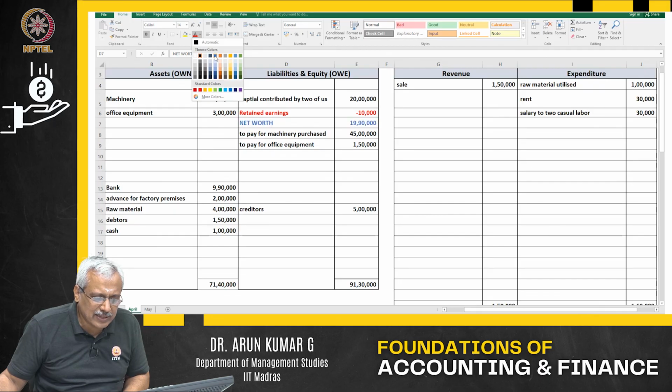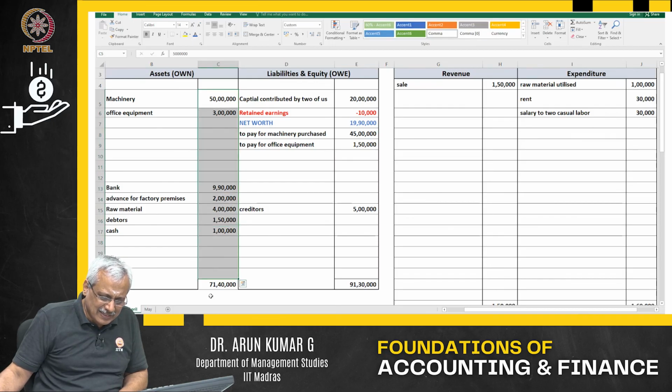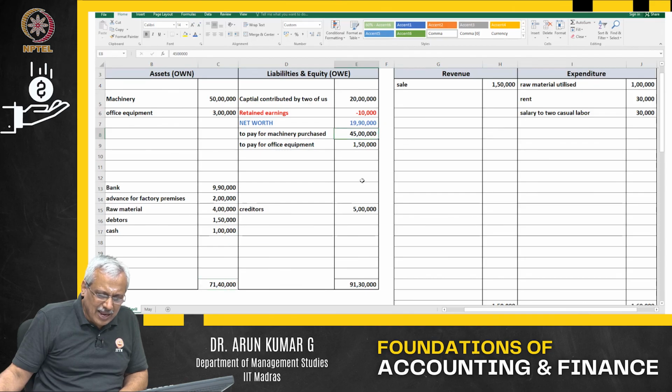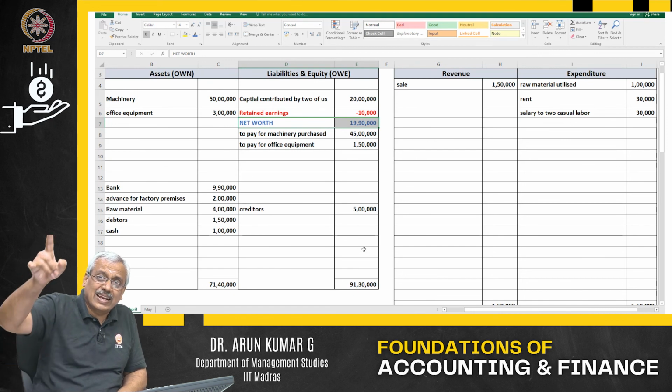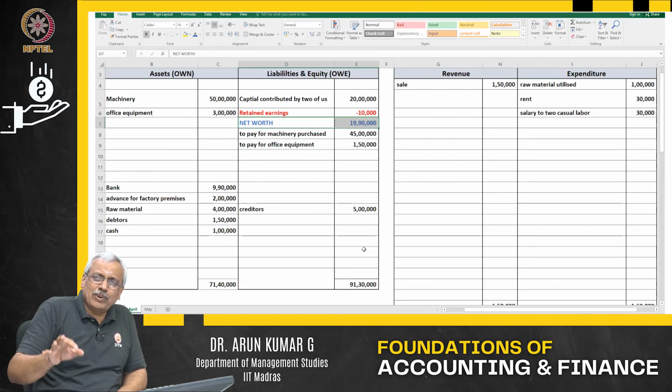In this particular case, I am going to write it in a different color. That is, I sell all the assets, I generate so much money. I pay off these liabilities. What am I left with? I am left with only this much. That is 19 lakh 90,000. What was the capital? Capital was 20 lakhs initially. Now what is the capital? 19 lakh 90,000.